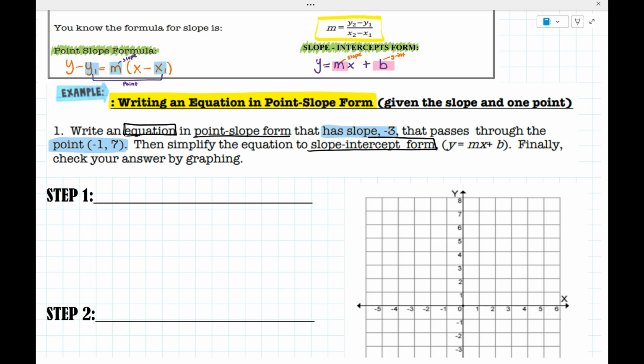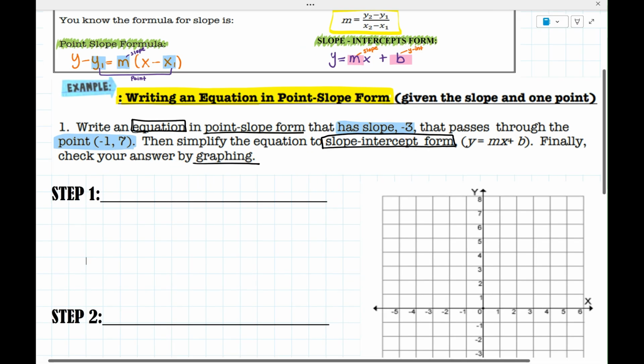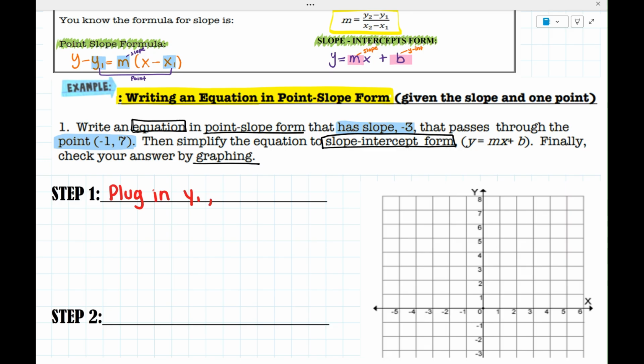And then once it's in point slope form, we're going to go ahead and rearrange it so that we can turn it into slope intercept form because that's the easiest one to use to graph. And then finally, we're going to go ahead and graph and check that our line does have a slope of -3 and it's going to go through that point -1, comma 7. So I'm going to go ahead and break it down into 3 steps. The first step is that we're going to go ahead and substitute our values for y sub 1, for m, and x sub 1.